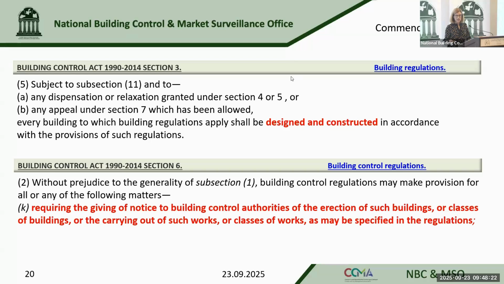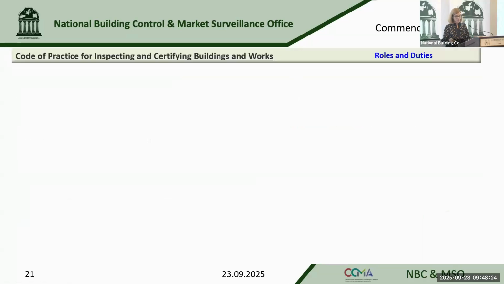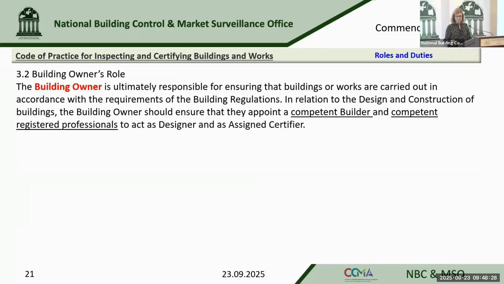So that's the Act. The Code of Practice, which is provided for under Article 20G, sets out the roles of the building owner. So the building owner is ultimately responsible, as Mairead said, and key to it is the appointment of a competent builder, and competent registered professionals to act as designer and as assigned certifier. So key that these people must be competent, and competent for the particular building or works that are being undertaken.